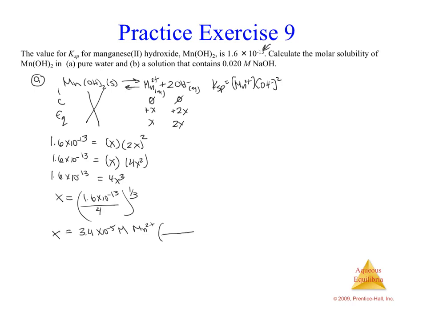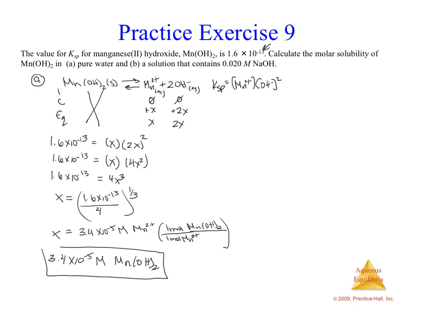Then I can use my mole ratio to be super thorough: 1 mole of manganese 2+ for every 1 mole of manganese(II) hydroxide. It's important to remember when solving these problems that we have to convert with the mole ratio to get the entire chemical formula, not just one of the ions, because sometimes it won't be a 1-to-1 mole ratio. So that tells me the molarity in pure water is 3.4 times 10 to the negative 5th.